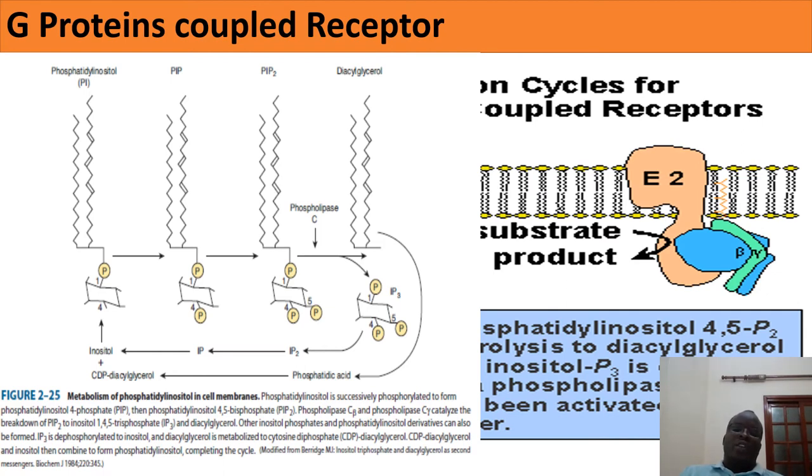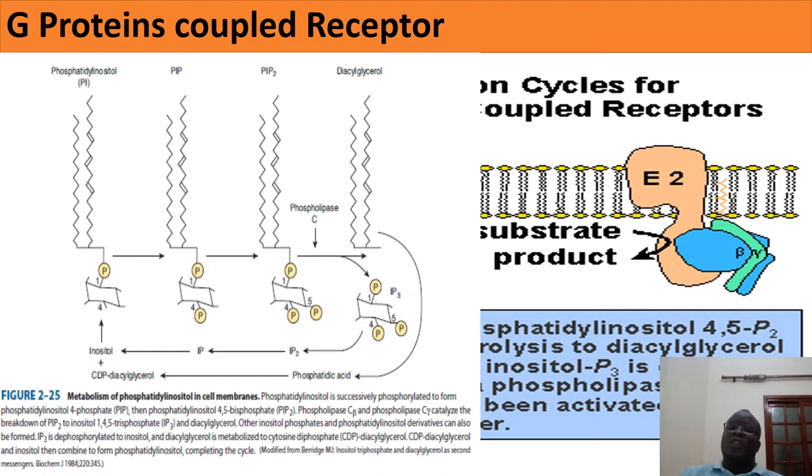IP3 will go and bind to the IP3 receptors, which will bring about mobilization of calcium from the sarcoplasmic reticulum. And that calcium will go and bind to calmodulin. The calcium-calmodulin interaction will activate the myosin kinase. It's a kinase. What does it do?